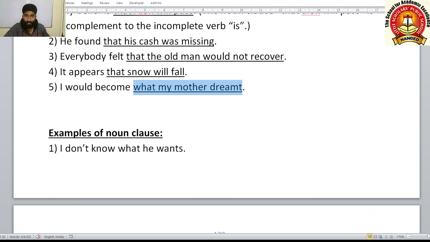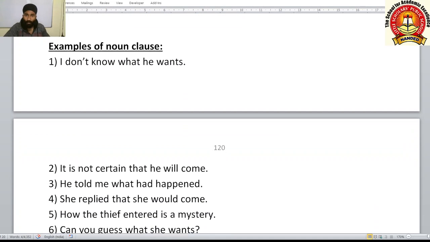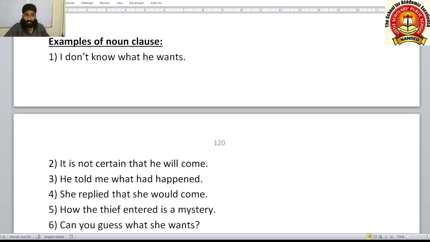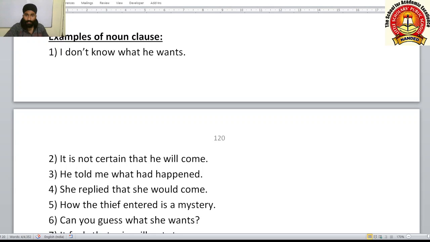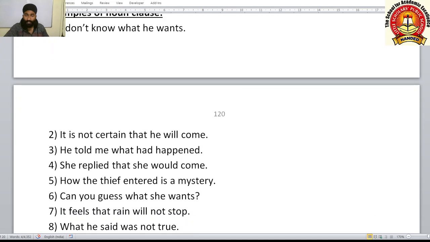If you have any doubts, you can ask anytime. Now I am giving you some exercise, some sentences. Write them in the notebook. Then underline the noun clause, and write down its type, which type of noun clause it is. So here are the sentences. Pause the video and write down the sentences. Underline the noun clauses and thereafter write down the type of that noun clause.